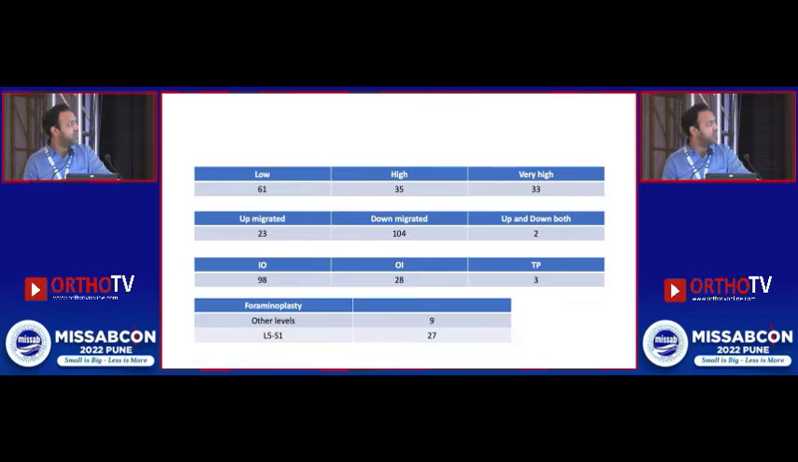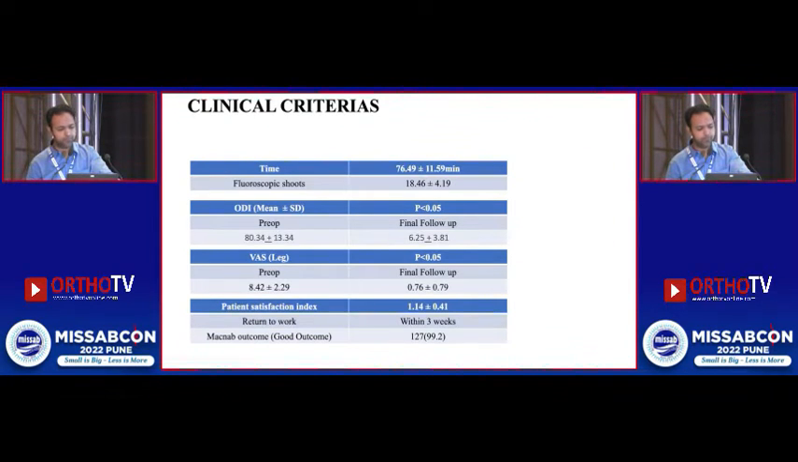A total of 61 low migrated disc prolapses were operated, and 68 high and very high migrated prolapses were operated at our institution. Down migrated disc prolapses were operated most commonly. The in-out technique was used in 98 patients, and foraminoplasties were done most commonly at the L5-S1 level.